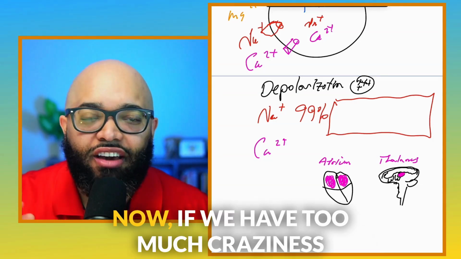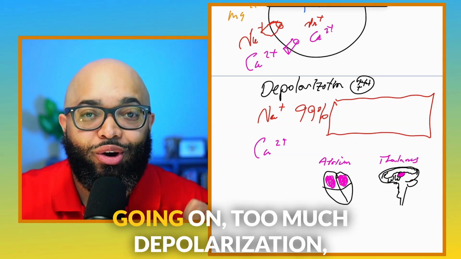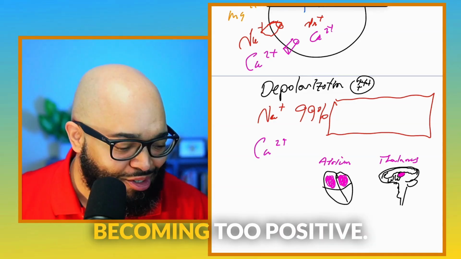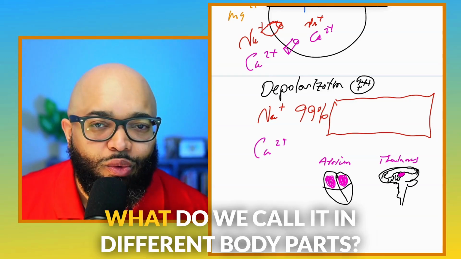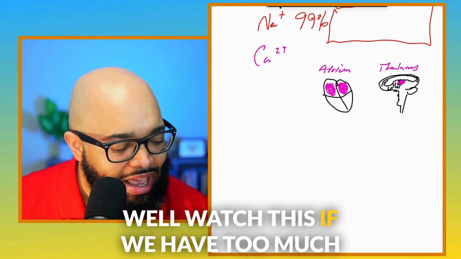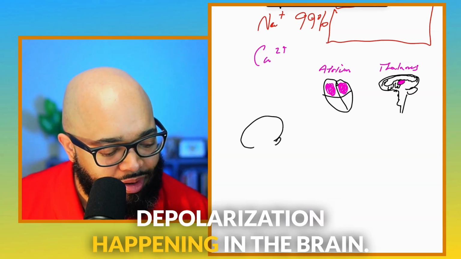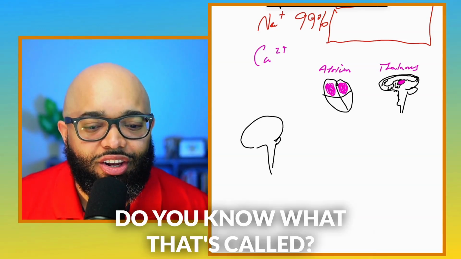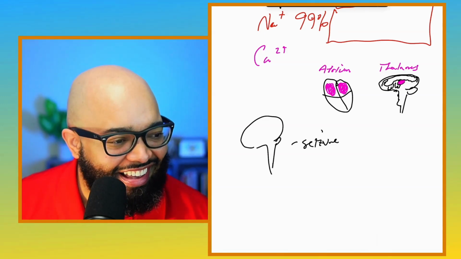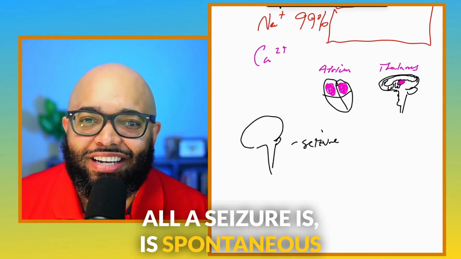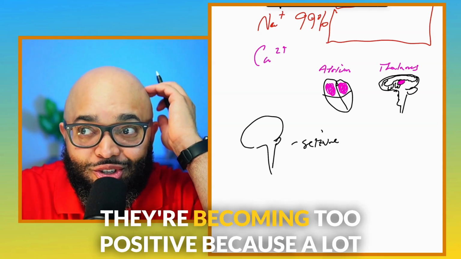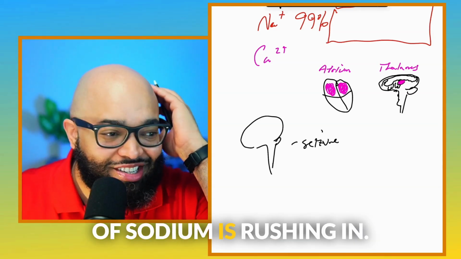Okay. Now, if we have too much craziness going on, too much depolarization, the cells are becoming too positive. What do we call it in different body parts? Well, watch this. If we have too much depolarization happening in the brain, do you know what that's called? That's called a seizure. All a seizure is, is spontaneous depolarization in the brain. In the cells of the brain, they're becoming too positive because a lot of sodium is rushing in.